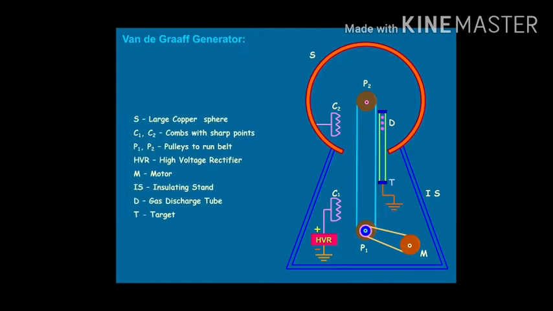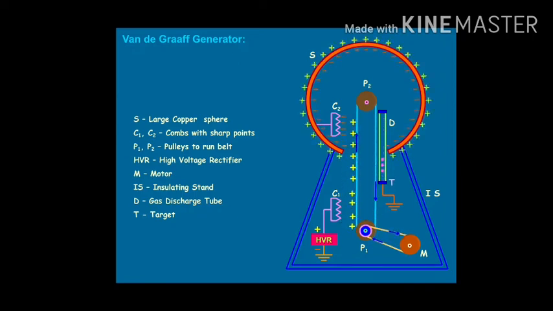So these are the symbols used in this diagram. Now the working is, if you can see it, this is functioning right now. Since the comb C1 is connected to the positive terminal of the high voltage rectifier, it produces a very high electric wind that is caused by the discharging action, which, as we have discussed, is also called corona discharge.